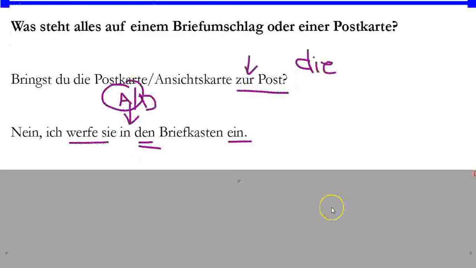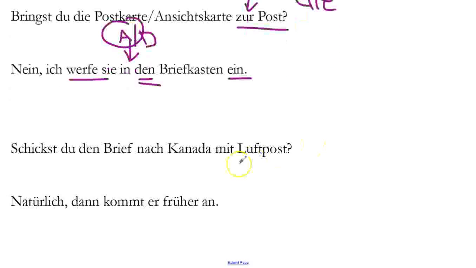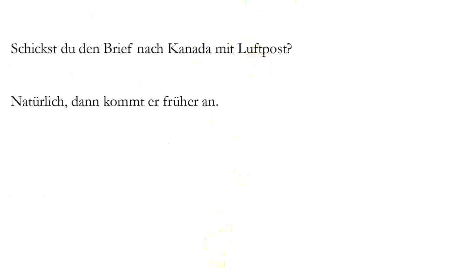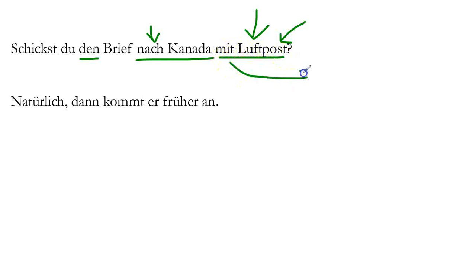All right, another set of Q&A we can dissect. Here we go. So, schickst du den Brief, direct object, nach Canada, so indicating direction, not saying after Canada, but to Canada. So think of somewhere overseas. And then mit Luftpost. So Post, die Post is post office, but you think of post as mail. Luft means air. So literally with airmail, in an easy, quirky translation, but in English we would say by airmail.